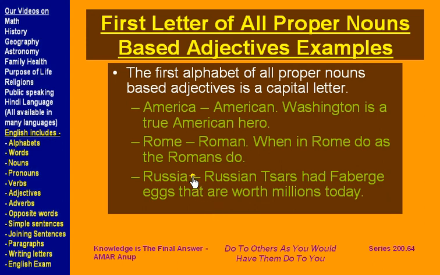Russia, the word derived is Russian, and there is a sentence, Russian czars. This word is called czars. Russian czars had Fabergé eggs that are worth millions today. These Fabergé eggs are historic eggs, very, very expensive, painted eggs. So coming back to capitalization, R in Russian is capitalized. So adjectives derived from nouns are also capitalized.